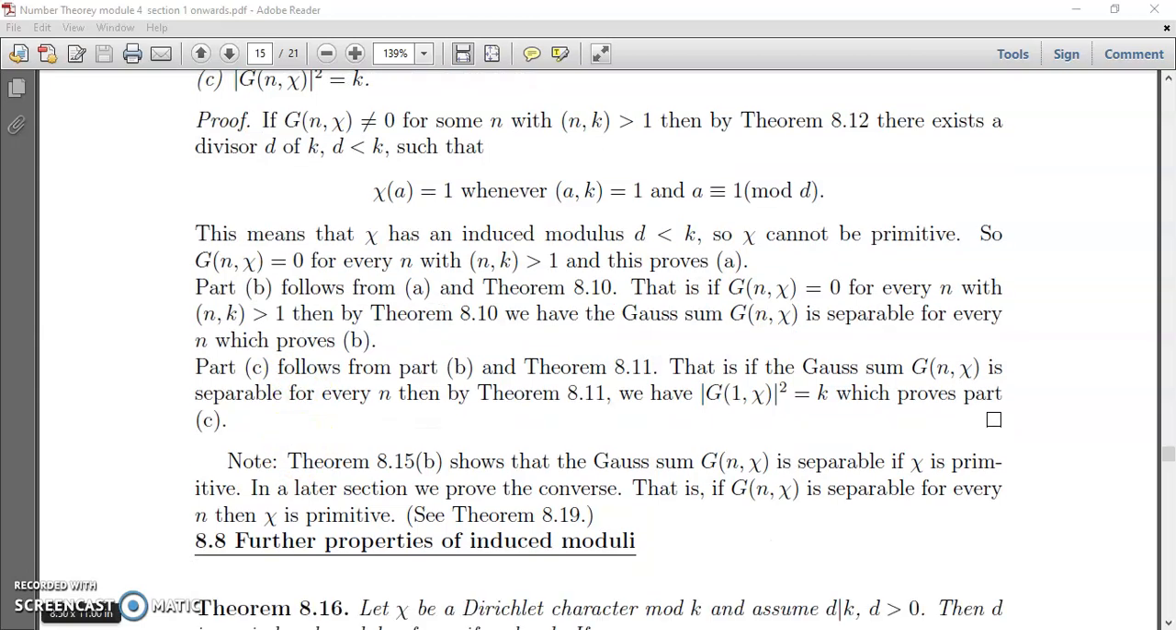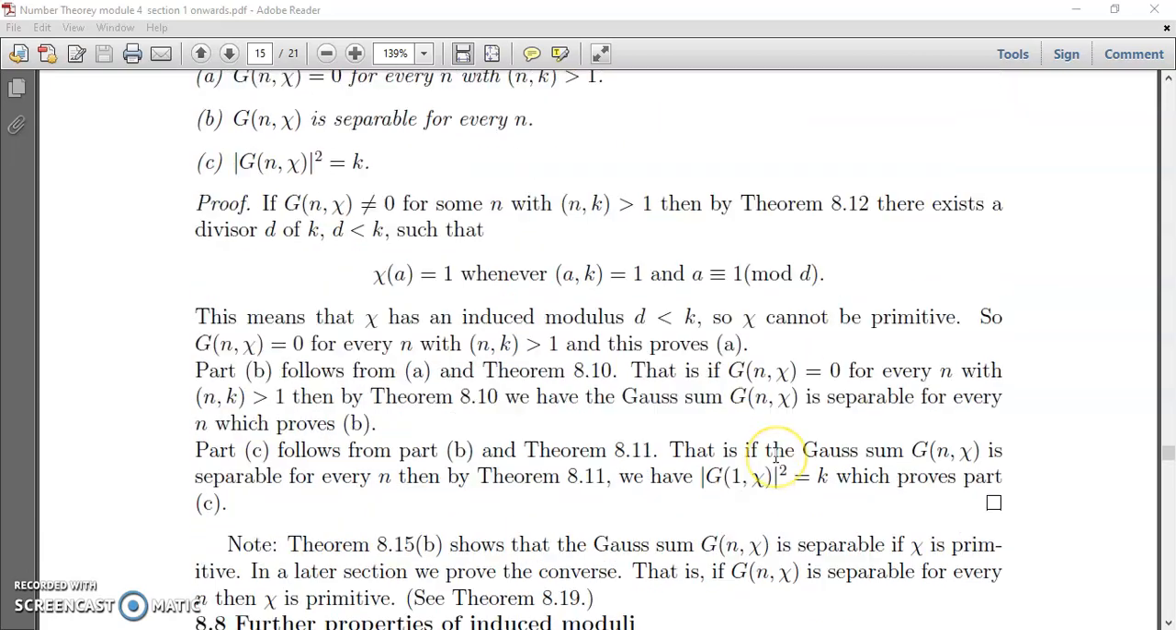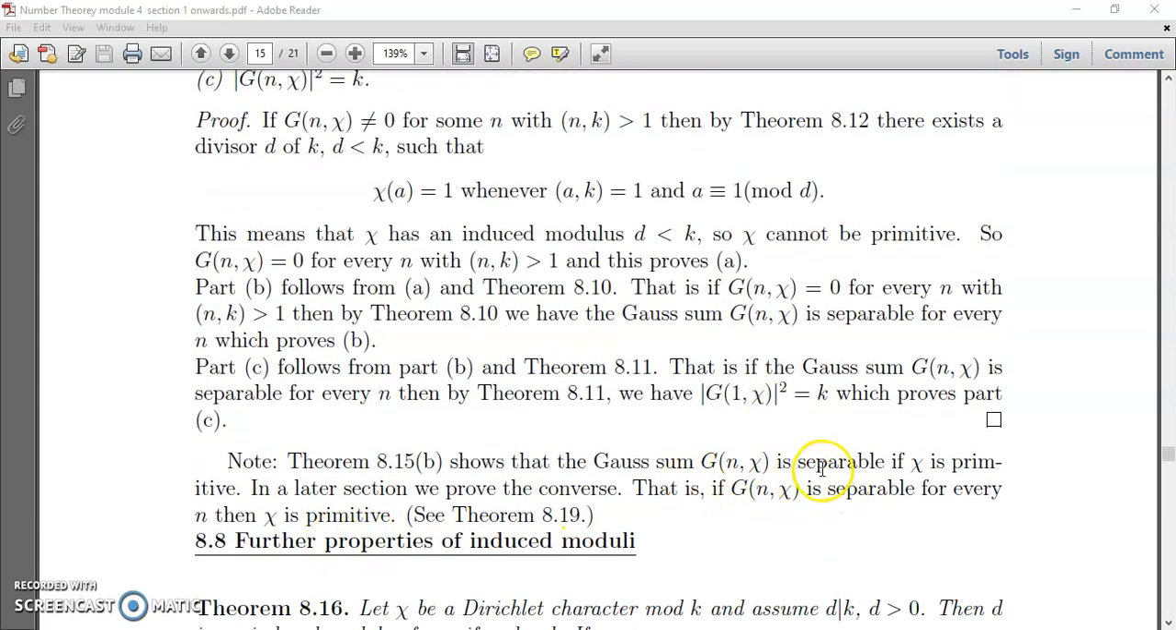Thus we have seen that if chi is a primitive Dirichlet character mod k, then these conditions can be proved easily. Here we have observed that the Gauss sum g of nk is separable if chi is primitive. Later we will prove the opposite: that if g of nk is separable for every n, then chi is primitive. So that we will prove later.